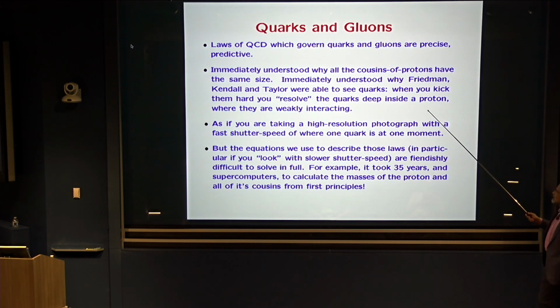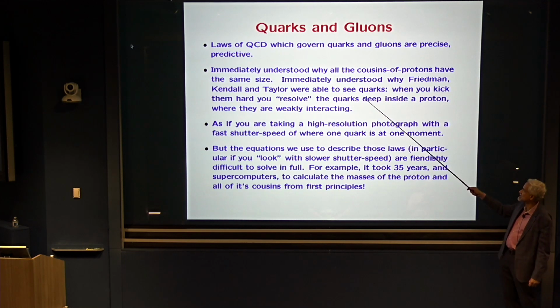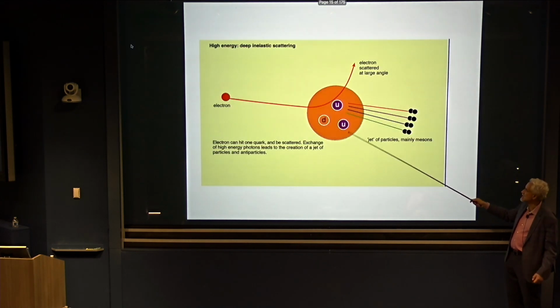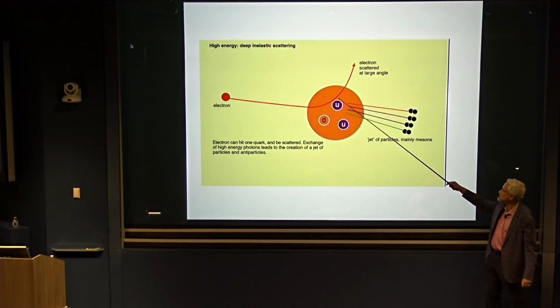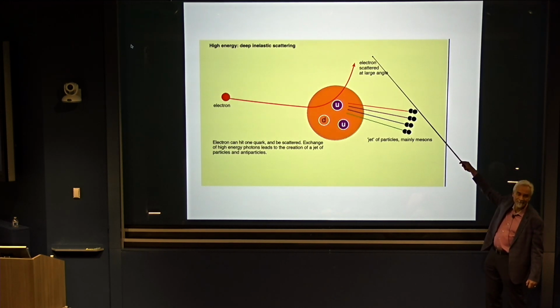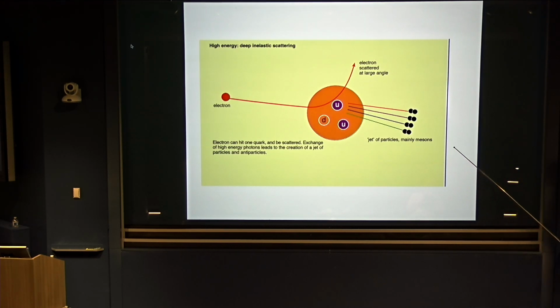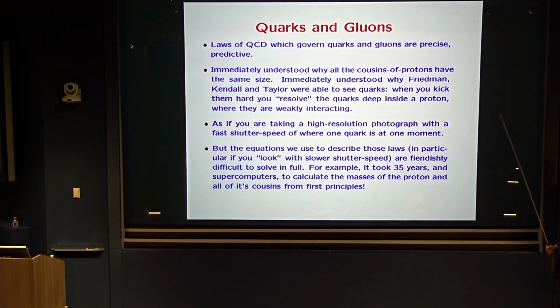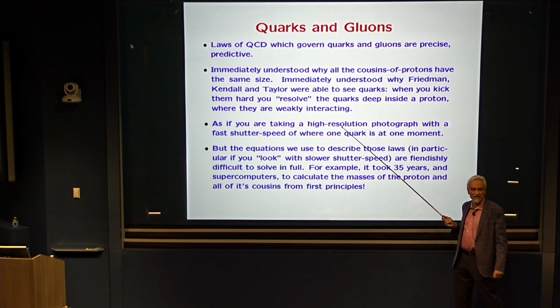And you can immediately understand why Friedman, Kendall, and Taylor were able to see quarks, because the quarks, when they're close to each other, or when you come very close to it as an electron and bounce off of it, they're weakly interacting. So if you can take a high-resolution photograph with a fast shutter speed and ask the question of where is one quark at one moment in time, that is like what Rutherford did for nuclei.